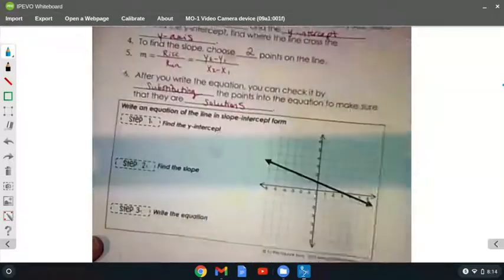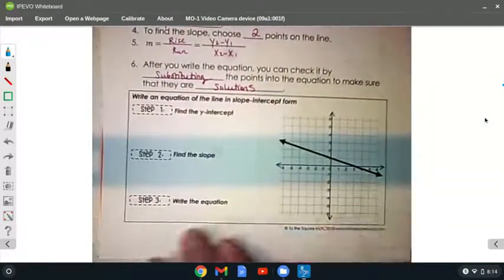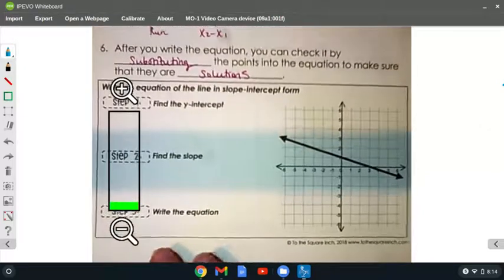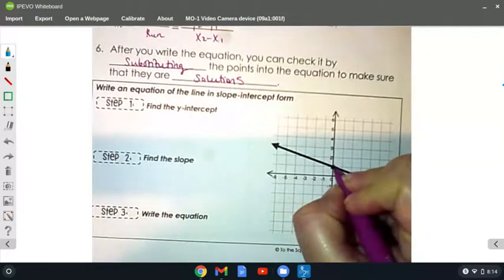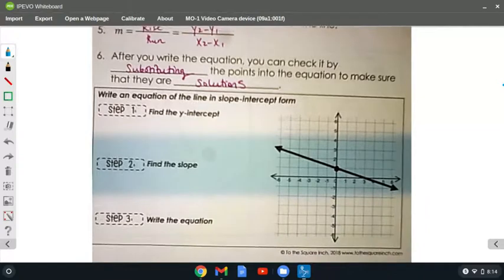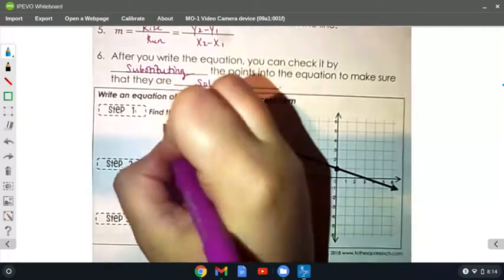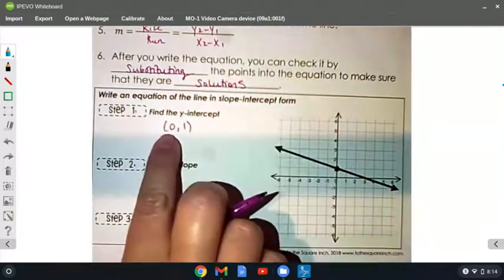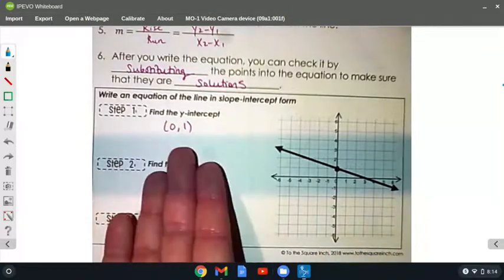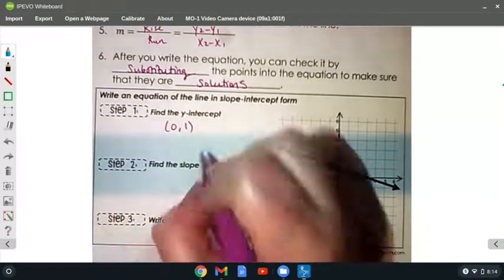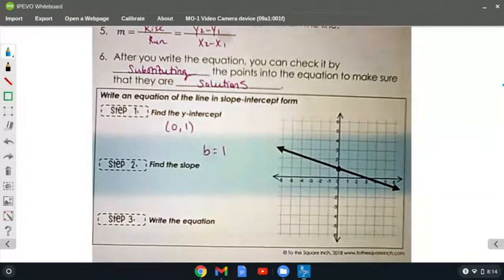So now let's take a look at an example here. I'm going to zoom in a little. If I want to write an equation of the line in slope-intercept form, the first thing I'm going to do is identify that y-intercept. It's where the line crosses the y-axis. Okay, so it crosses at 1. When I write a y-intercept, my x is always 0. A y-intercept is a point. My x is 0, my y is a value. So my y-intercept is (0, 1). So my b is 1.